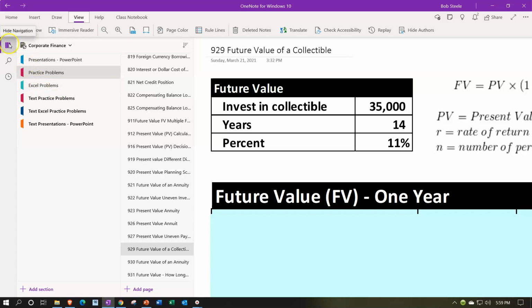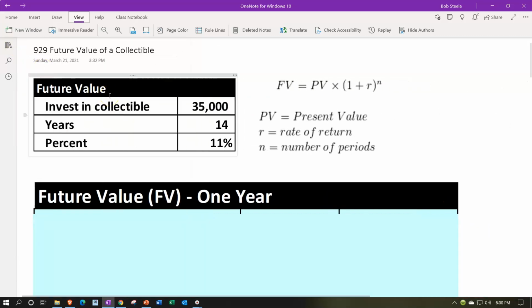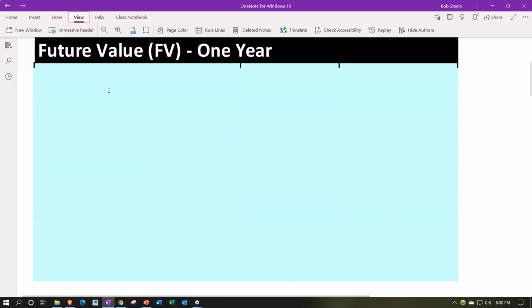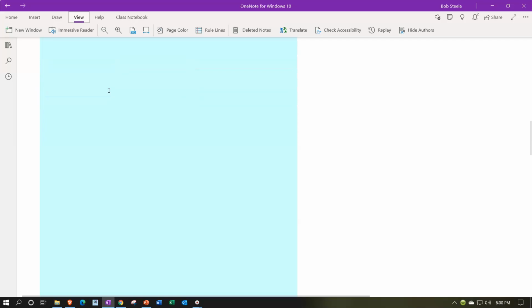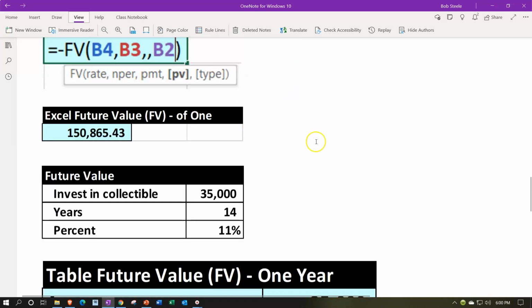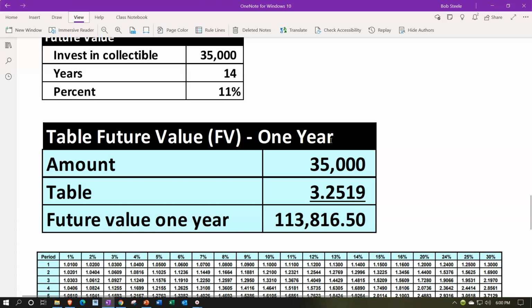So I'm going to then close this back up again. Our information is going to be up top. We're then going to work this problem down below in the blue area. We will do so with a mathematical formula. Then we'll do so with a running balance. Then look at an Excel type of calculation and then the tables.